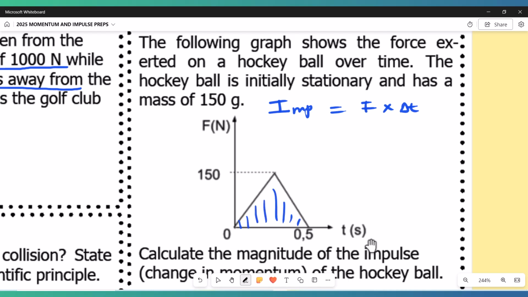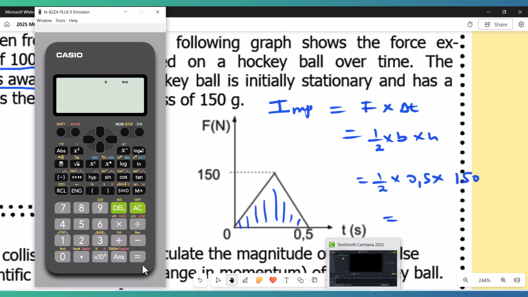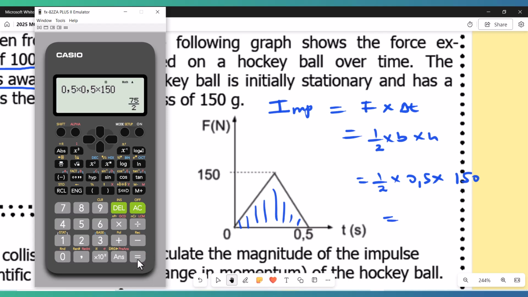Now this one being a triangle, how do you find the area? We say it's a half times base times height. So in this case, what is our base? From 0 to 0.5 is going to be 0.5 here. What about our height? It is 150 newtons. So here we should get our answer now. We're going to say a half, that is 0.5, times another 0.5, and then times what? Times 150. So it gives us 37.5.